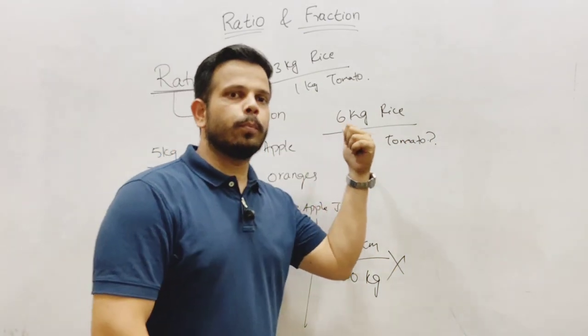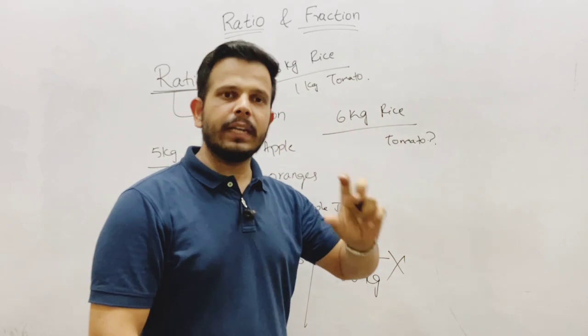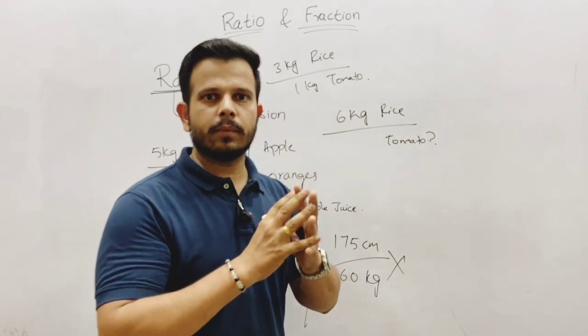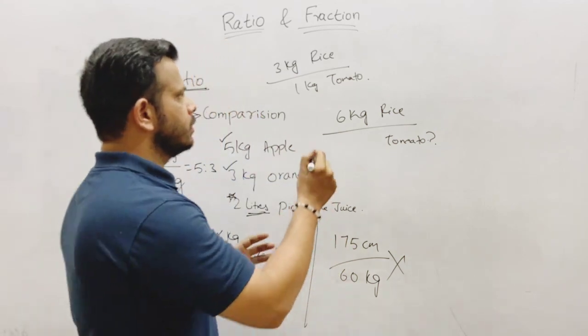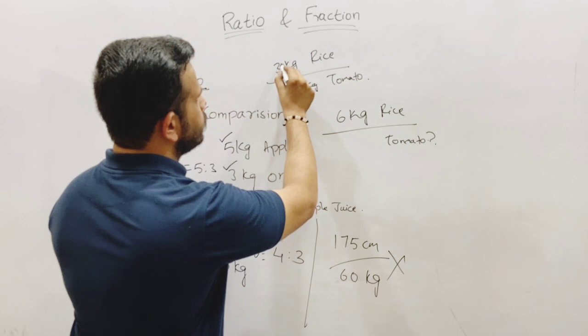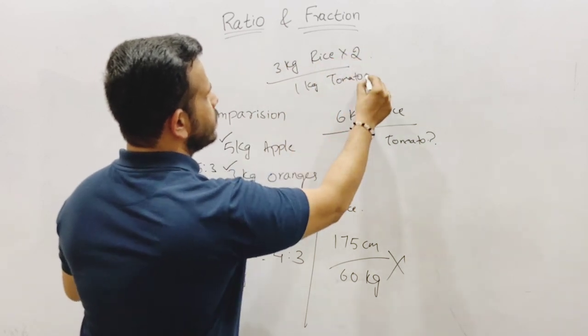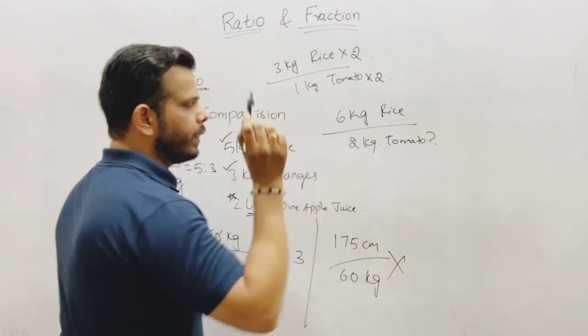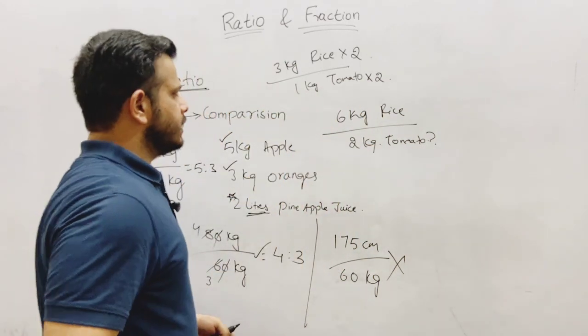So at this point, these ratios are very important. We also call them proportions. 6 is 3 into 2, the same way you have to do with the tomato. So 2 kg of tomato is required. Simple. So this is ratio.